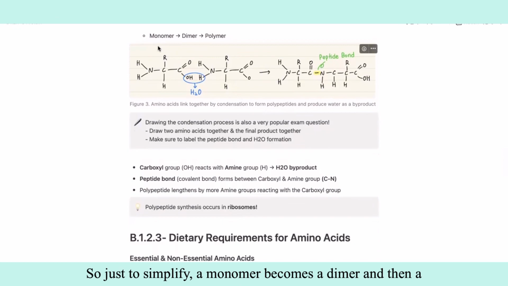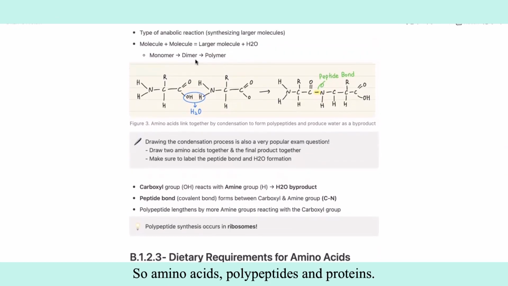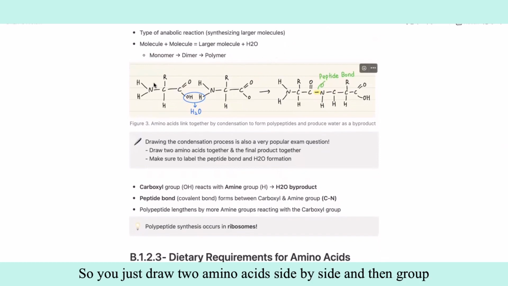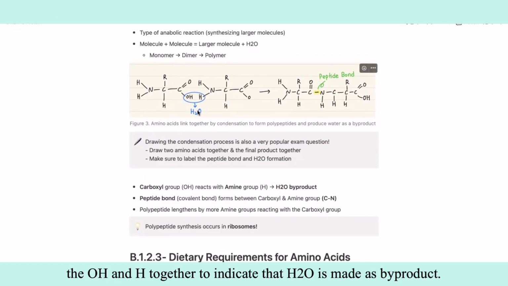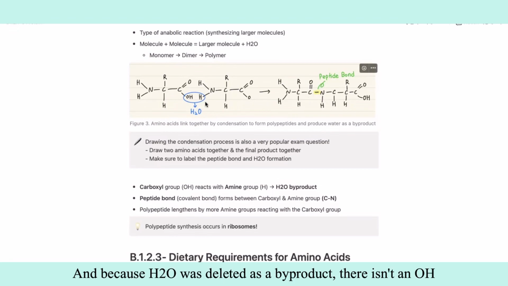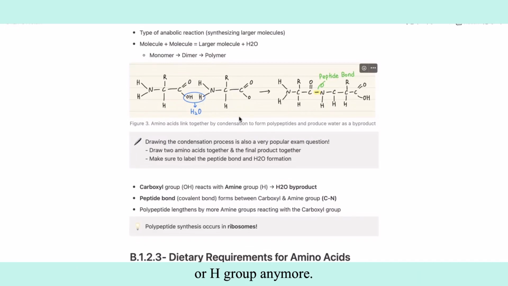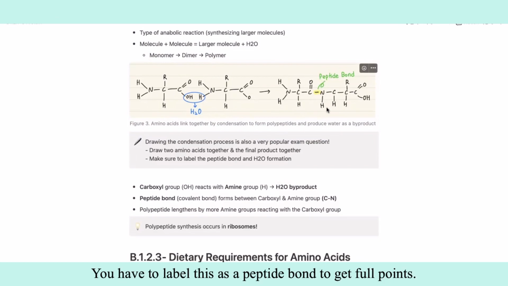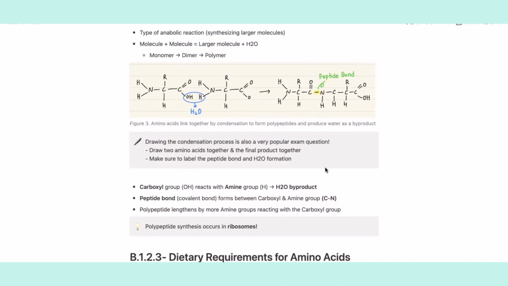So just to simplify, a monomer becomes a dimer and then a polymer. So amino acids, polypeptides, and proteins. You have to know how to draw this diagram. You just draw 2 amino acids side by side, and then group the OH and H together to indicate that H2O is made as a byproduct, and then draw the arrow, and then draw a peptide bond here. And because H2O was removed as a byproduct, there isn't an OH or H group anymore. So this part is the trickiest part of the diagram. You have to label this as a peptide bond to get full points.